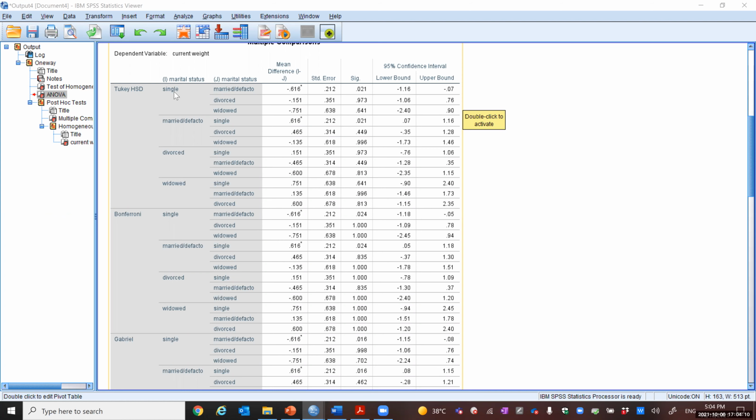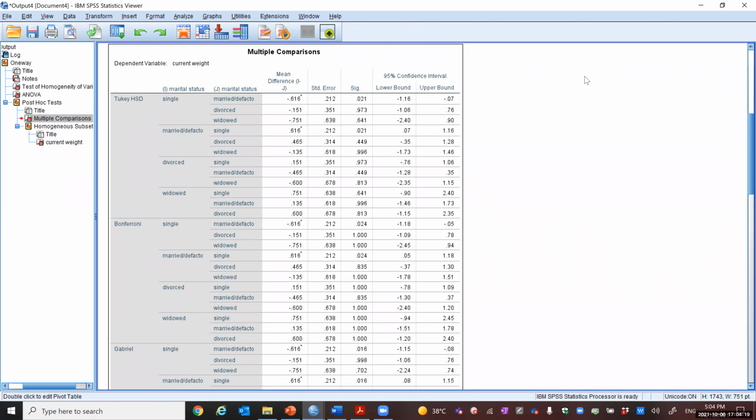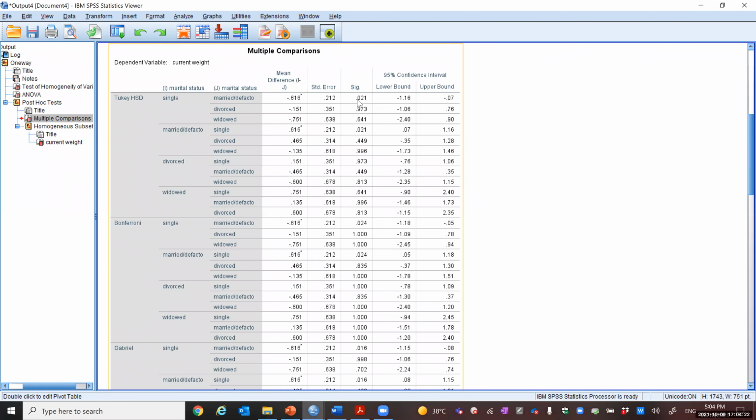Apart from this group, single and married, we don't see any other difference. If I just go down this significance column, this is 0.021. This is the same married-single comparison, 0.021. If you go further down again, till here, you can see that only two groups are different from each other as far as their weight is concerned, and these two groups are married and single, where married have a higher weight as compared to single.